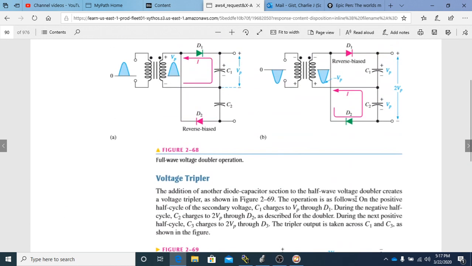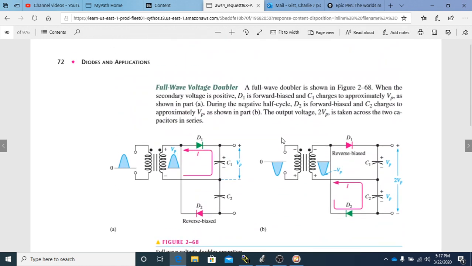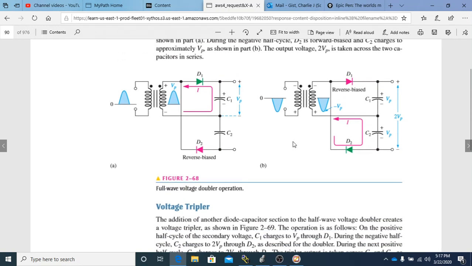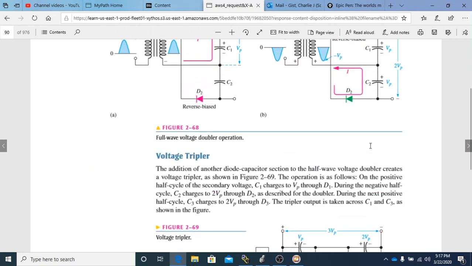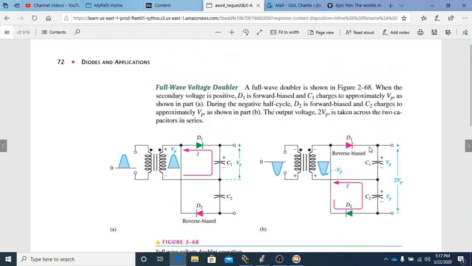That's all you should need to know on voltage multipliers. Be on the lookout for the next video, and just remember this right here is, I believe, on page 71 and 72 of the text. So if you want to look this up yourself, just go to the textbook and figure it out.